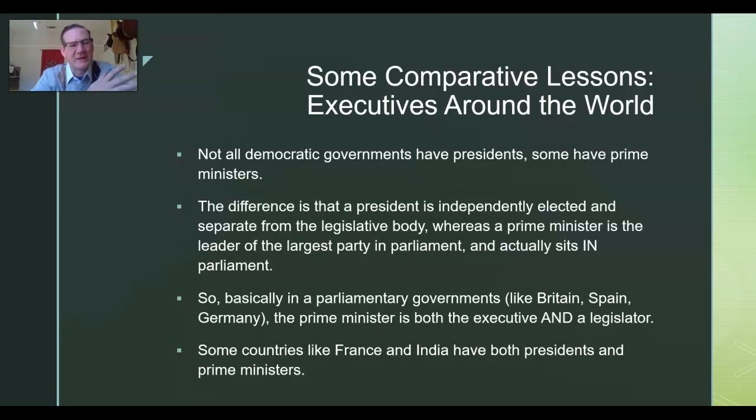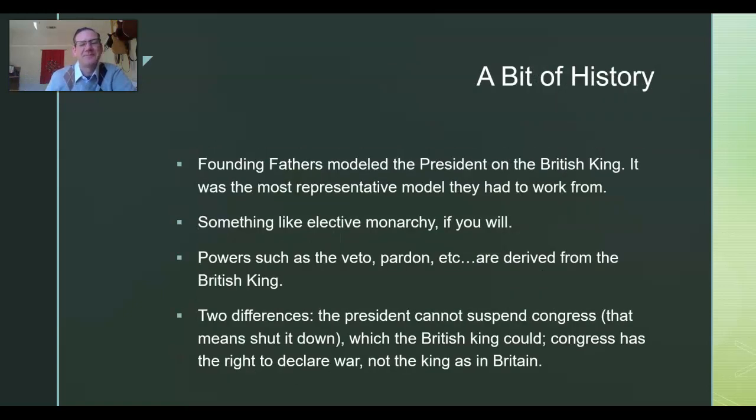In India, the president's more of just a figurehead, doesn't really have that much power. In France, the president actually has quite a bit of power, and they have what they call cohabitation if the president and prime minister are of different parties. Informally, they have to work out who gets to do what between the president and the prime minister in France. If the president and prime minister are of the same party, then the president is considered to be more important than the prime minister.